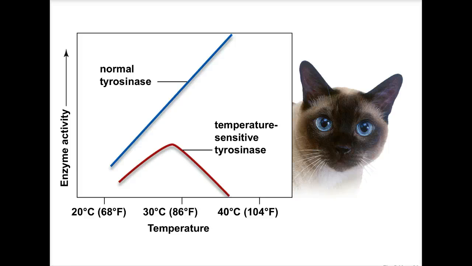And as with everything, there's optimum conditions. So this is an example of the optimum condition for an enzyme. And the blue line is showing that we haven't yet achieved the optimum condition for the normal enzyme. But for the temperature sensitive enzyme, we can see that our optimum temperature is at its peak. So our enzymatic activity is highest at the peak.